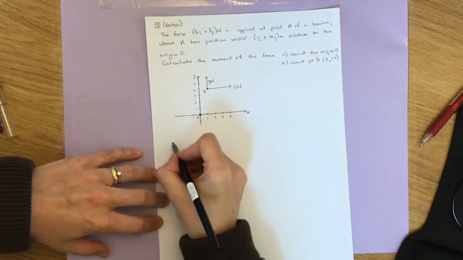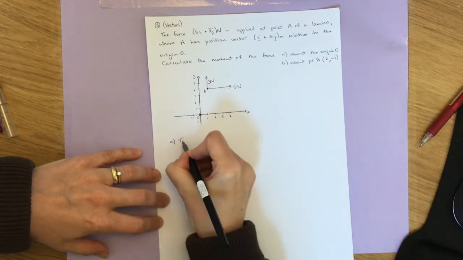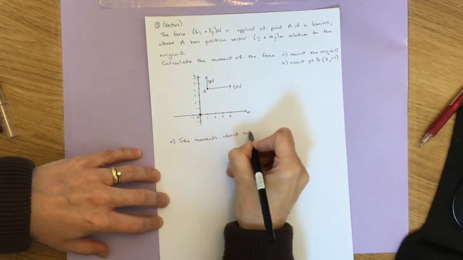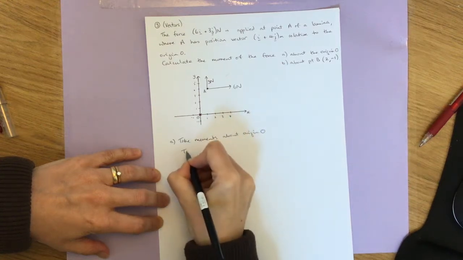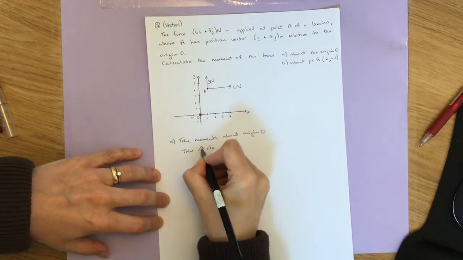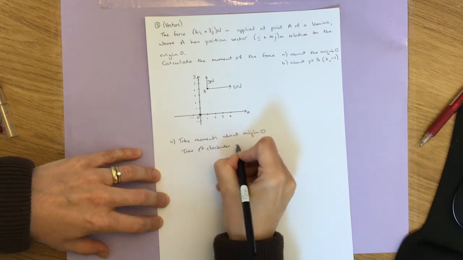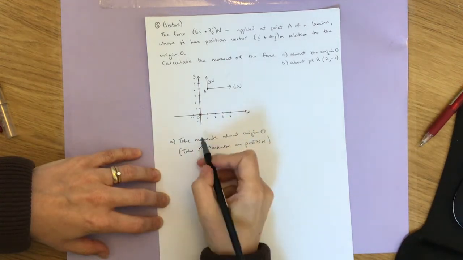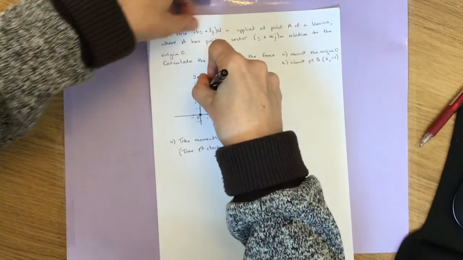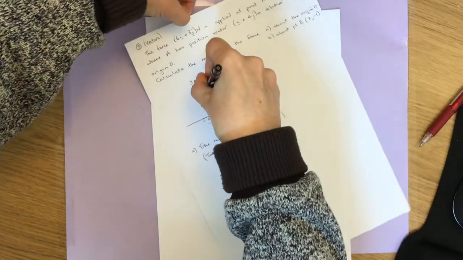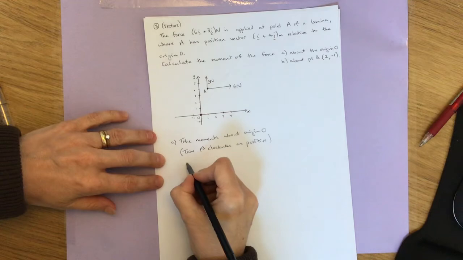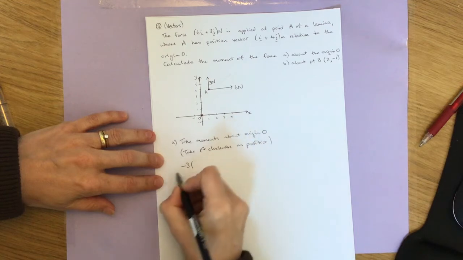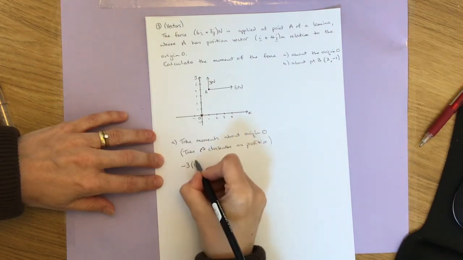Okay, so let's have a look at part A. And again, I'm going to tell the examiner, this time I'm taking moments about the origin. And I'm going to take clockwise as positive. Okay, so let's have a look at this. So again, that 3 newtons pulling upwards is tending to turn me anti-clockwise. So for that first one, that's going to be anti-clockwise. So that's going to be minus 3, negative because it's anti-clockwise, and I'm taking clockwise as positive.